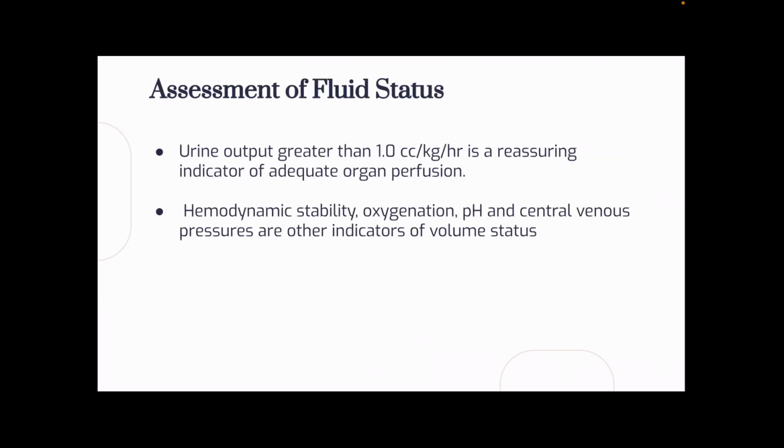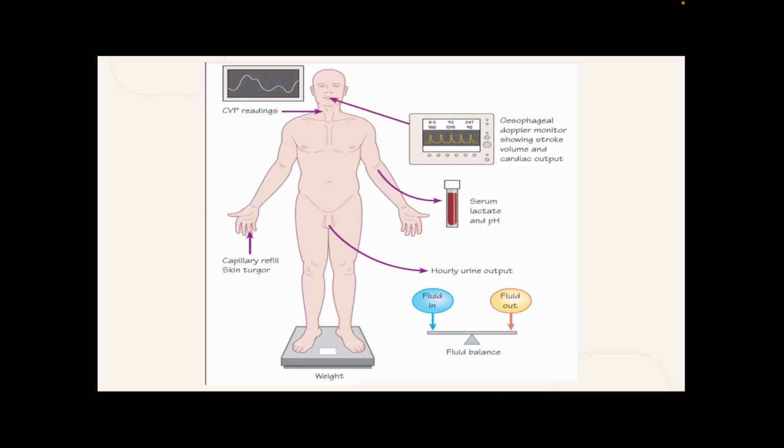So how do you assess the fluid status? Well, you should always monitor the urine output. If it's 1, this is reassuring, and this is an indicator of adequate organ perfusion. If they are hemodynamically stable, the oxygenation is fine, the pH is fine, and central venous pressure is okay, these are good indicators of the volume, as I just said in this picture.